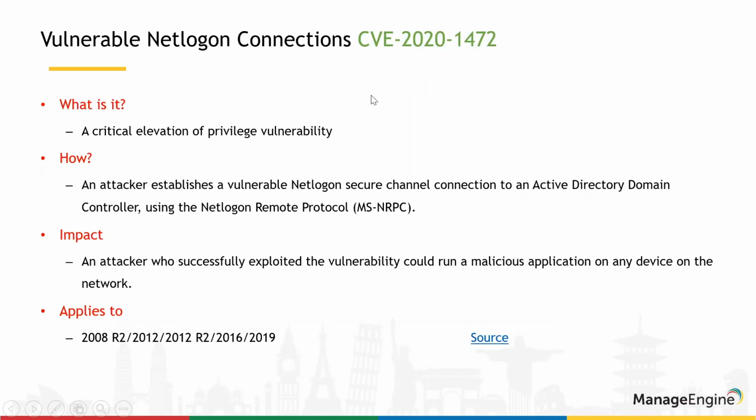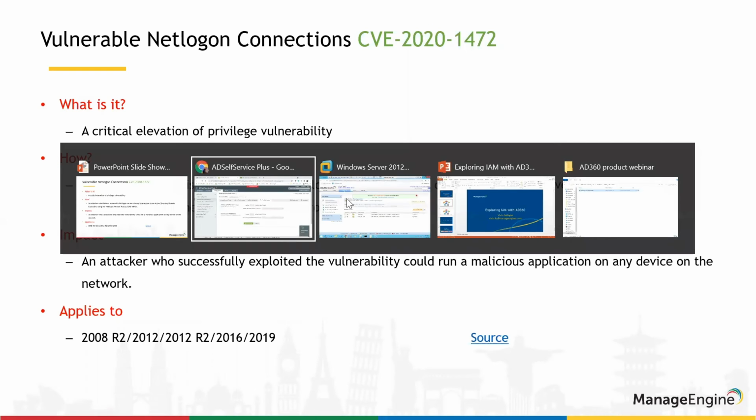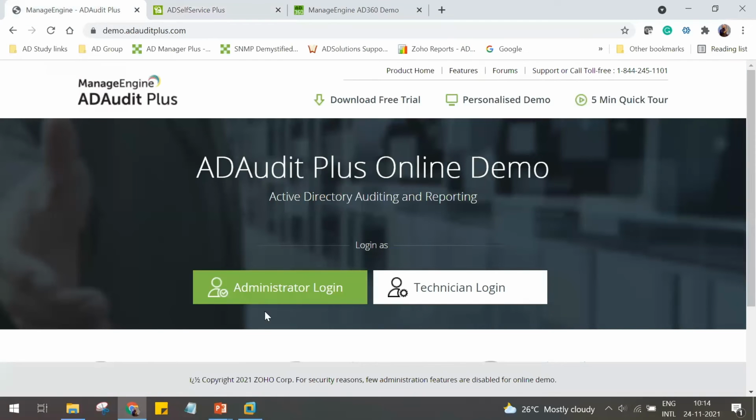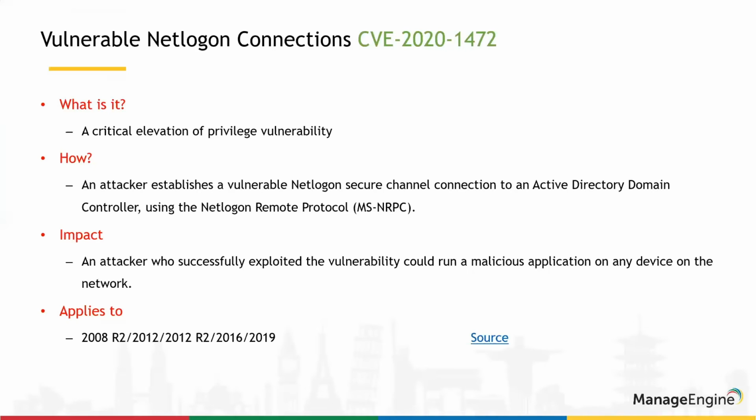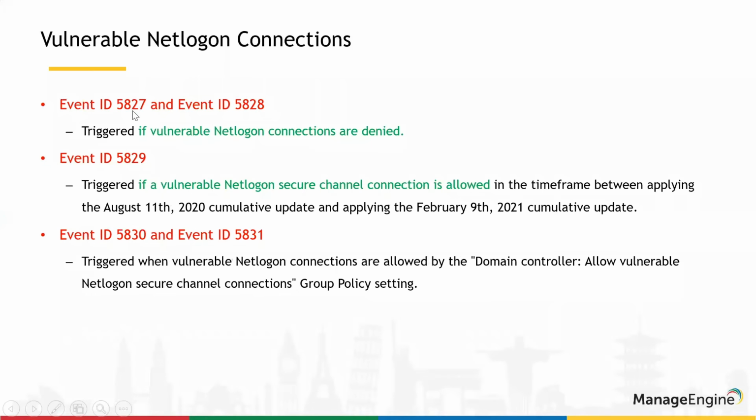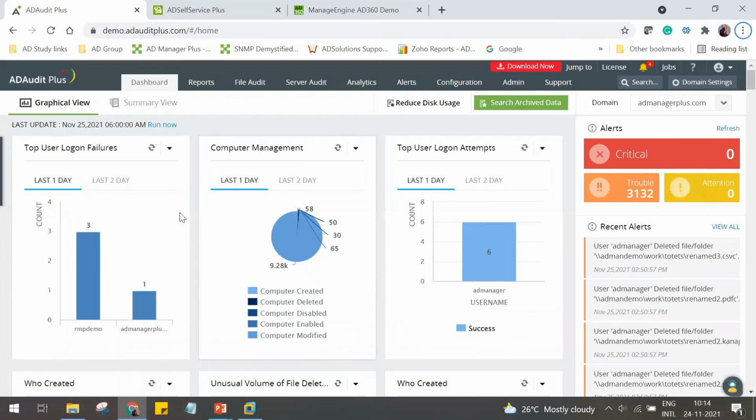So how do you know whether you have this vulnerability in your infrastructure? Well, if you have AD audit, okay? Of course, you can scan and all that. I've given the event IDs here just in case you don't have AD audit. I've also included the event IDs that get logged in your security logs. So open up your security log and watch out for 5827 all the way to 5831. Okay, so we are talking about 5 event IDs here, okay, pertaining to VNC, which is vulnerable Net Logon connection. And I'll tell you how AD Audit Plus helps you detect that.